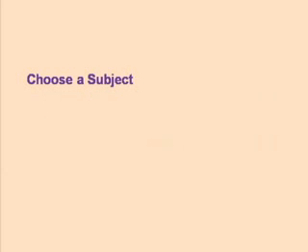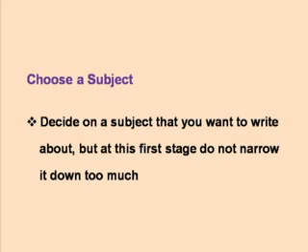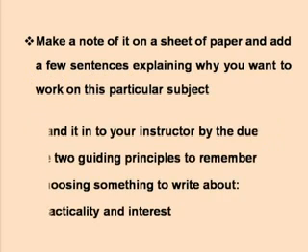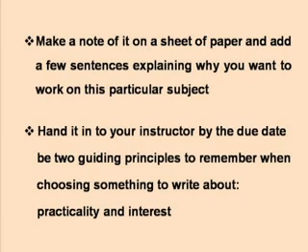After that, you need to choose a subject. Decide on a subject that you want to write about, but at this first stage, do not narrow it down too much. Make a note of it on a sheet of paper and add a few sentences explaining why you want to work on this particular subject. Hand it in to your instructor by the due date. There are two guiding principles to remember when choosing something to write about: practicality and interest.